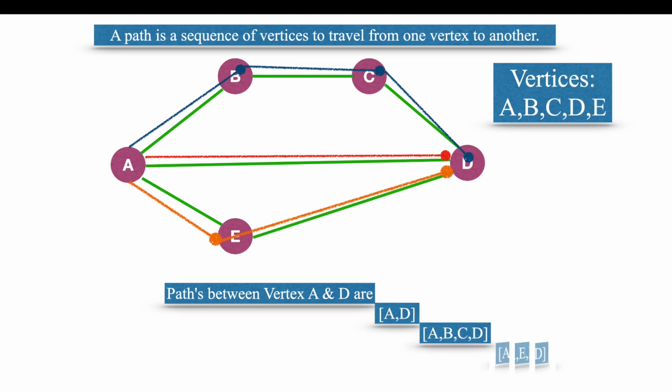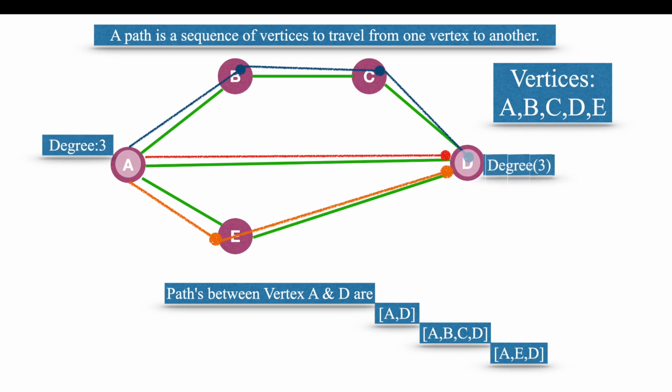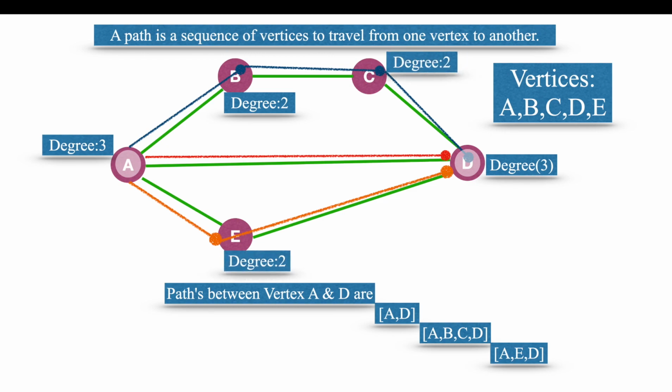That's it. When it comes to undirected graph, each vertex has a degree. A degree is how many edges it is connected to. Let's see here, vertex A degree is 3 because it is connected to 3 edges. Similarly, vertex D. And when it comes to vertex B, degree is 2 because it is only connected to 2 edges. Similarly, vertex C and D.